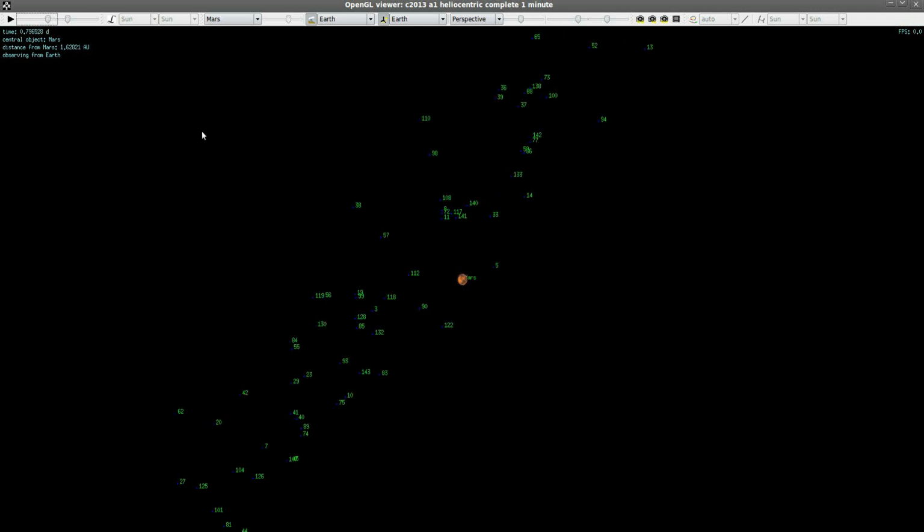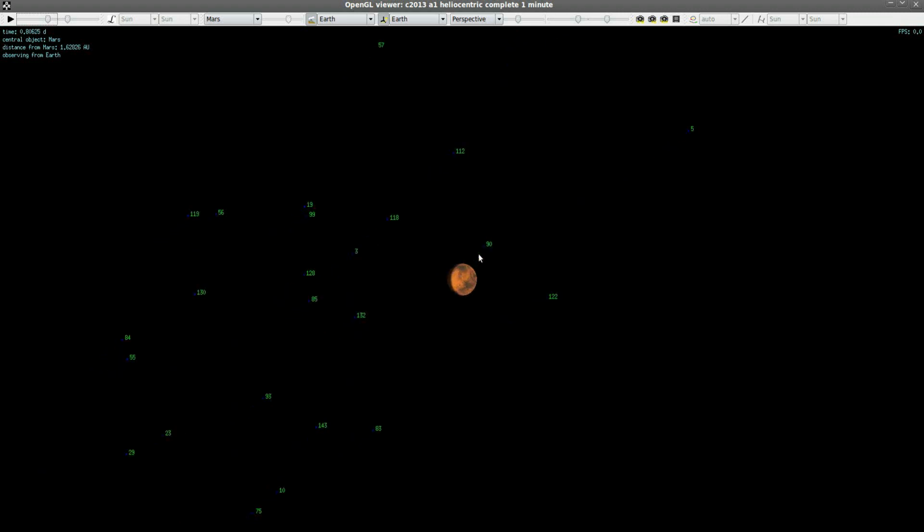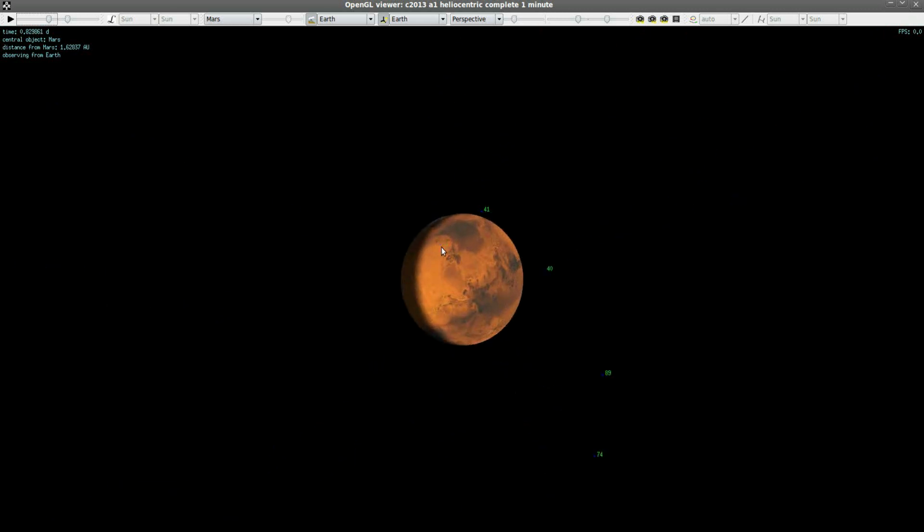And of course, this is a two-dimensional view, so when you see, say, number 90 passing close to the planet, it's not actually nearly as close as what we just saw with number 41 and number 7. Those are the closest passes out of this group. And you can see, if number 41 were a little closer to the planet and actually making an impact, you would actually be able to see it.